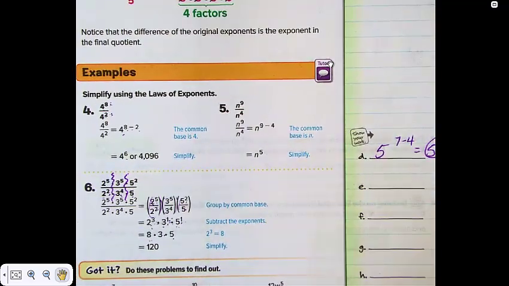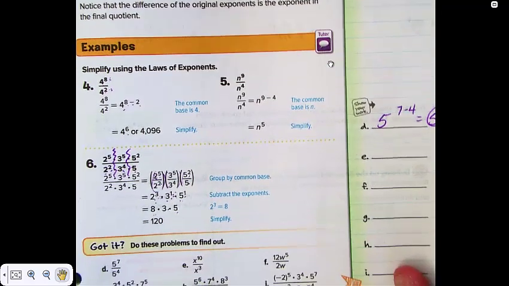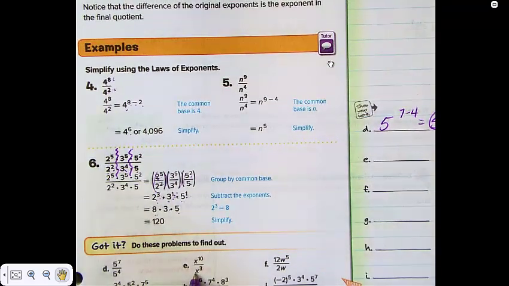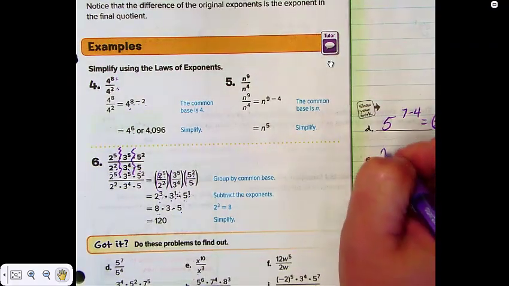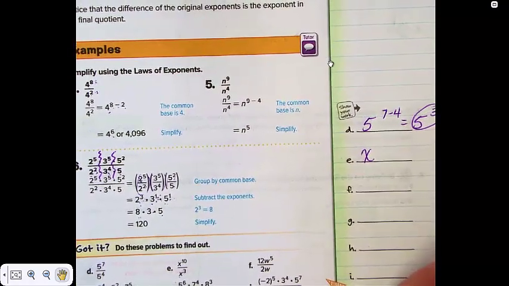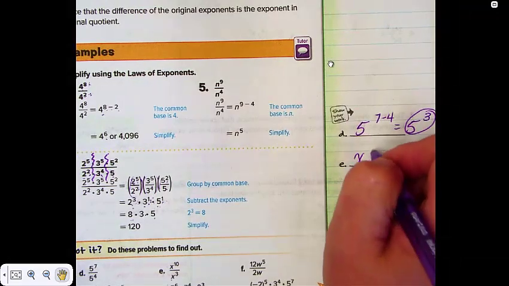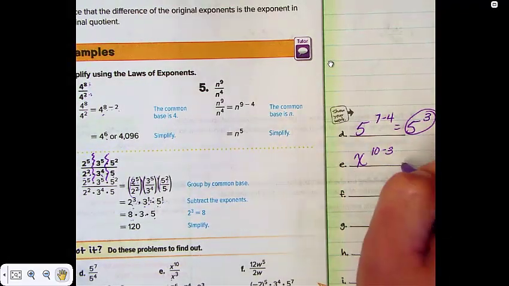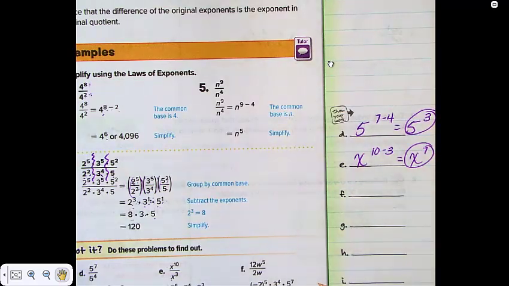Now, let's look at the next one, E, right here. And it has a common base of x, so the x's stay the same. My common base of x stays the same. And my exponents are 10 minus 3. And 10 minus 3 is 7. So my answer is x to the 7th.